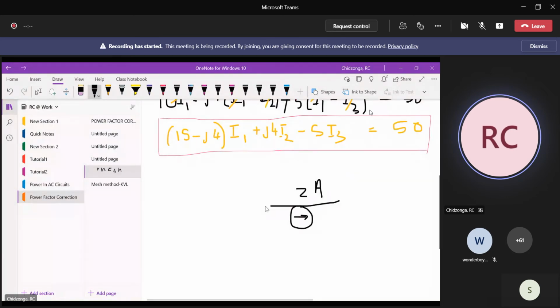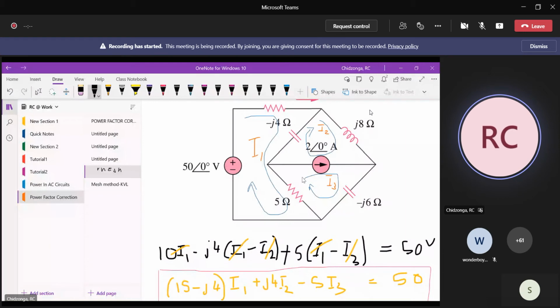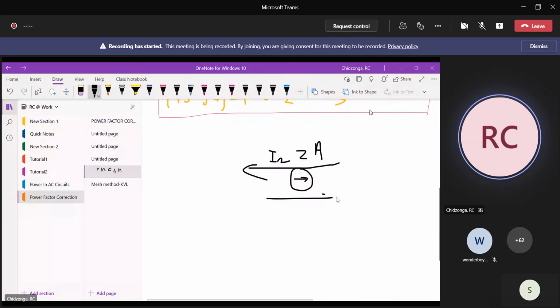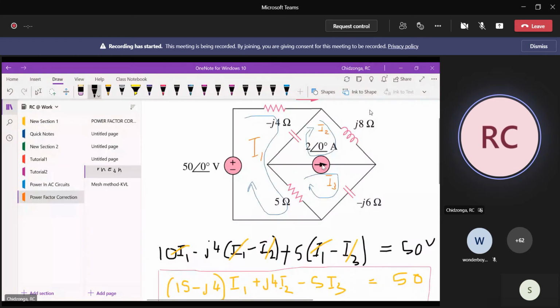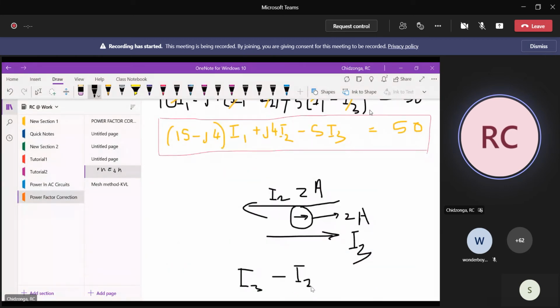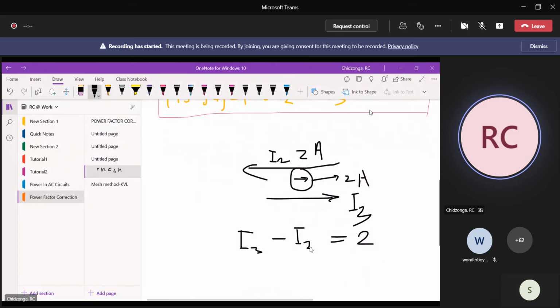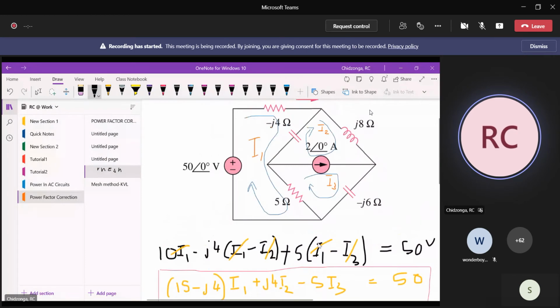Now, if you look, the mesh current I2 is flowing in this direction. This is I2. And then the mesh current I3 is flowing in this direction, which is opposite to I2. So this is I3, sorry. But this current here from the source is 2 amps. That means I3, because I3 is the current flowing in the same direction as the source as it's given, minus I2 should give us nothing else but 2 amps. Right? So I3 minus I2 gives us that current.